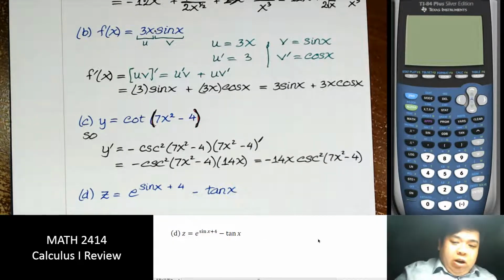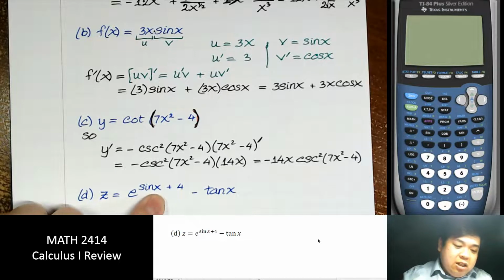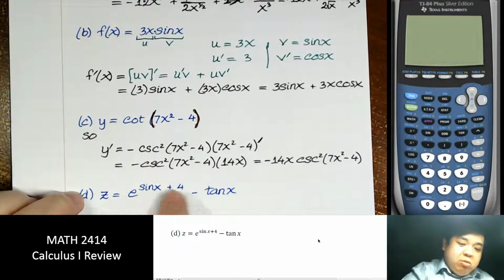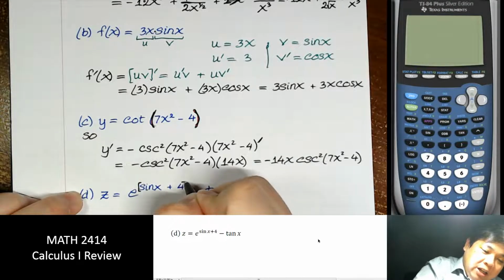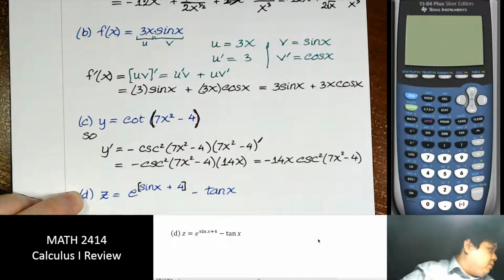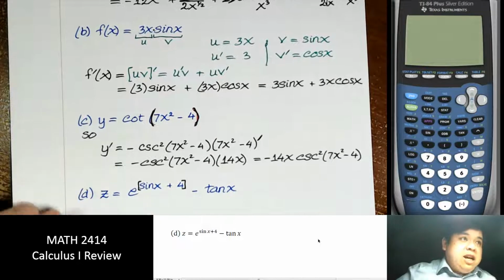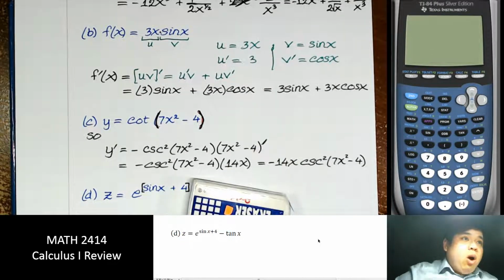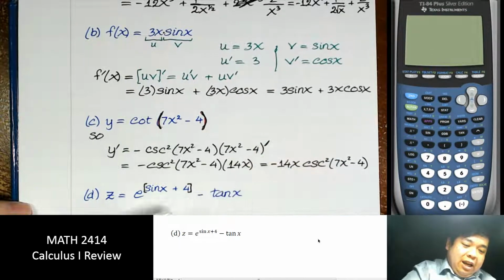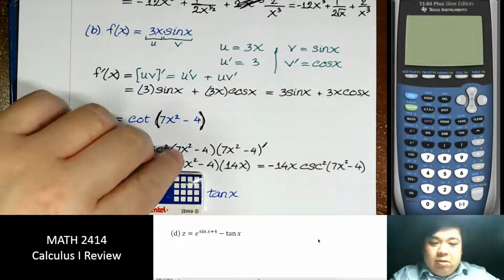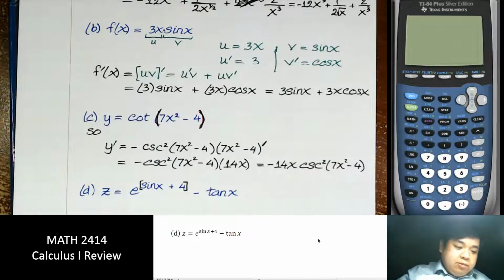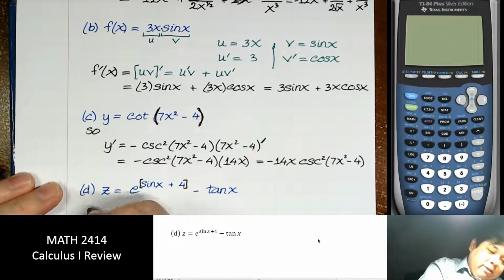Right now, we have pretty much two terms. The e to the sine x plus 4, where sine x plus 4 is in the exponent, so we might want to put brackets here for the exponent, and then the tangent x. So that's pretty much one term, and then the derivative of the tangent x is the second term. Right. So now we take the derivative.